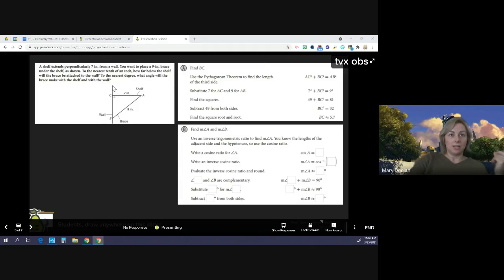So our wall is here, it's labeled, it's this vertical line. Our shelf is here, it's labeled, it's this horizontal line, and then the diagonal here is the brace that's holding that shelf up. So if we put any weight on the shelf, it's not going to fall off the wall.